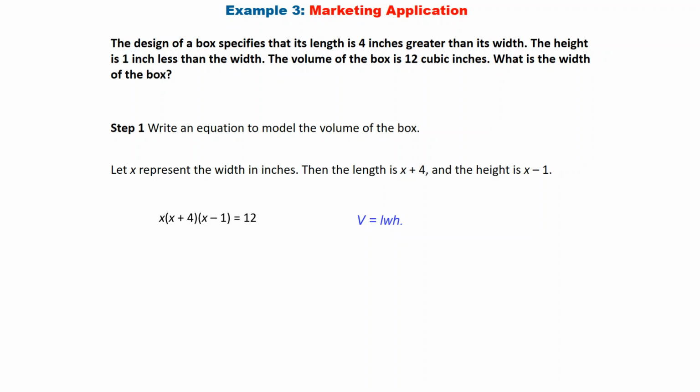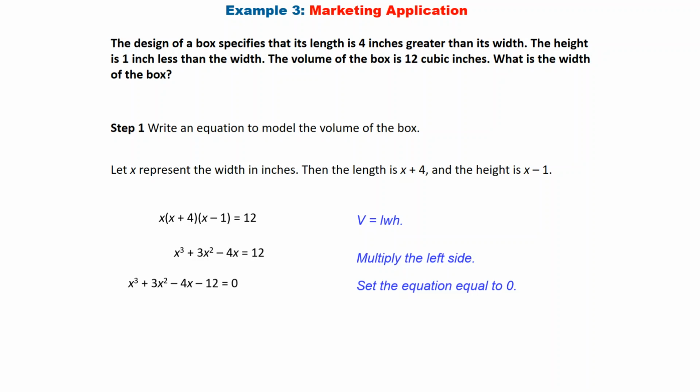So once we have that, we can multiply it all together using our FOIL. We know how to FOIL and distribute. And we end up finding out that it's x to the 3rd plus 3x squared minus 4x equals 12. But remember, in our rational root theorem, it said set it equal to 0. So let's subtract 12 from both sides, and we end up with the following equation.